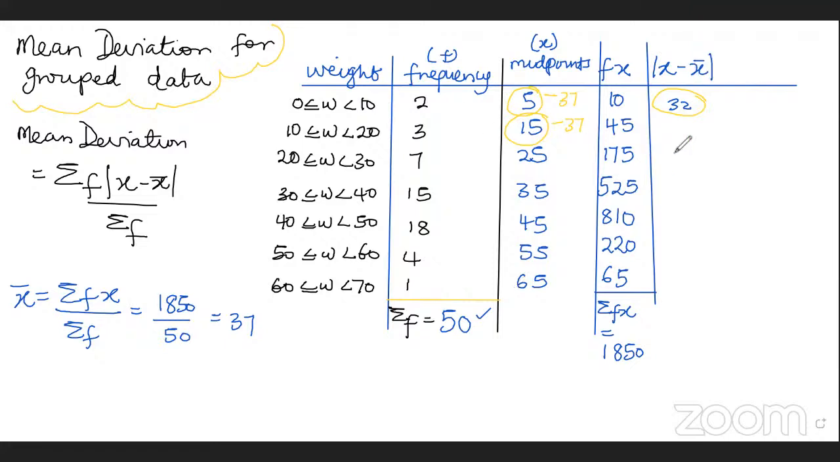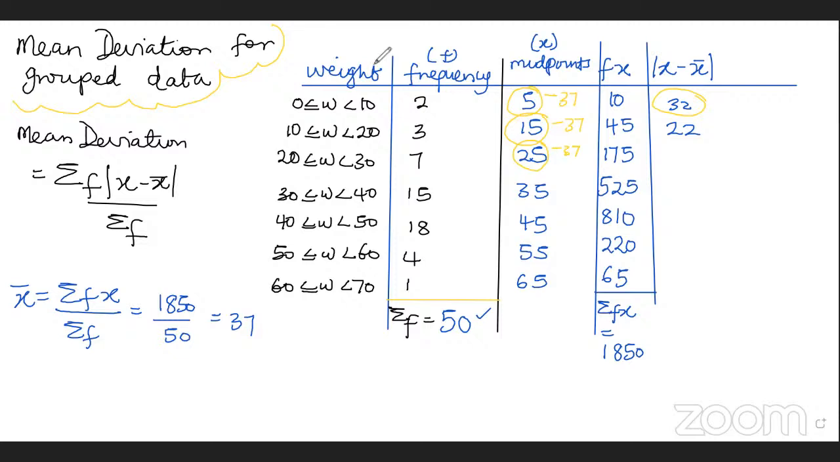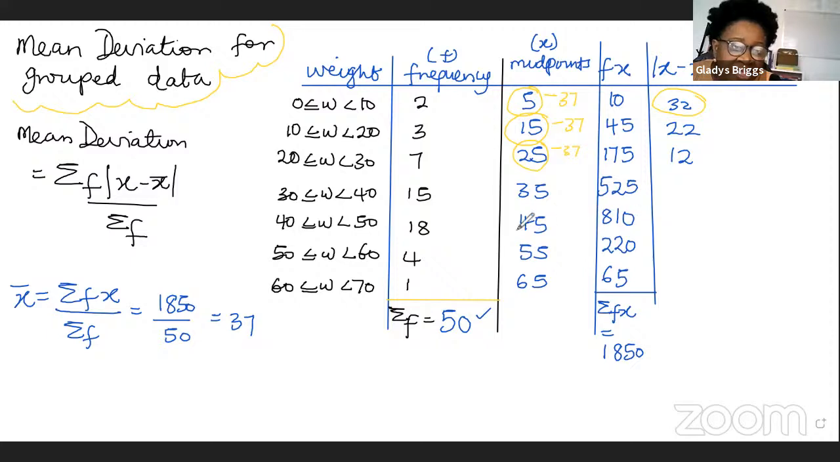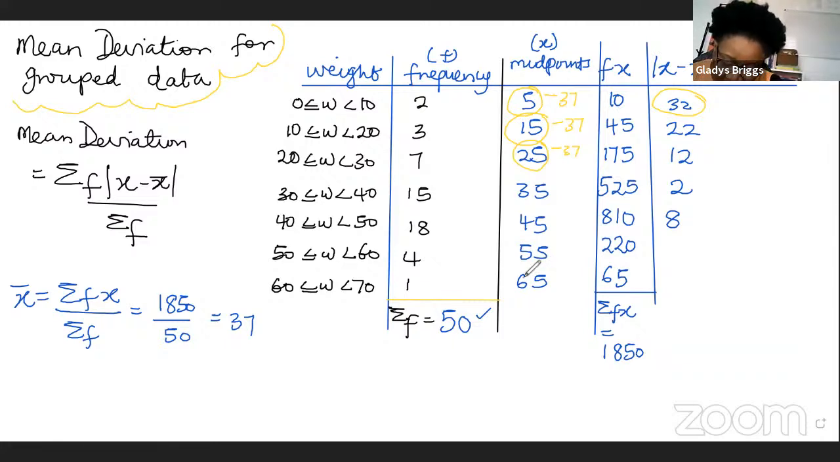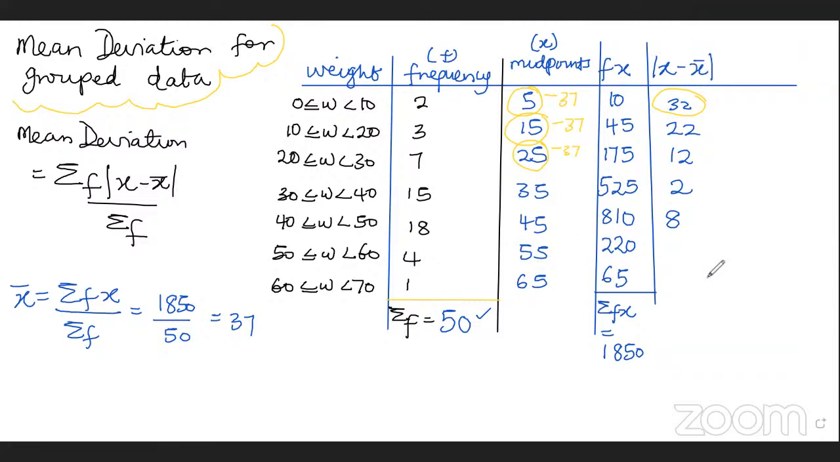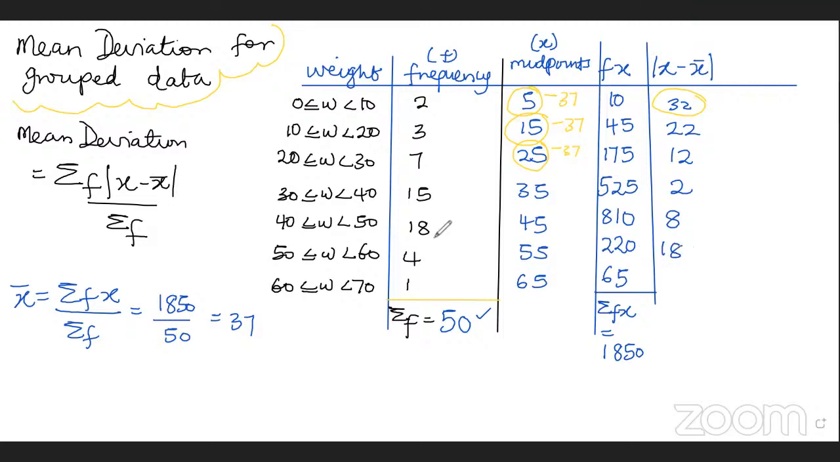22. 25 minus 37, 12. 35 minus 37, 2. 45 minus 37, 8. 55 minus 37, 18. 65 minus 37, 28.